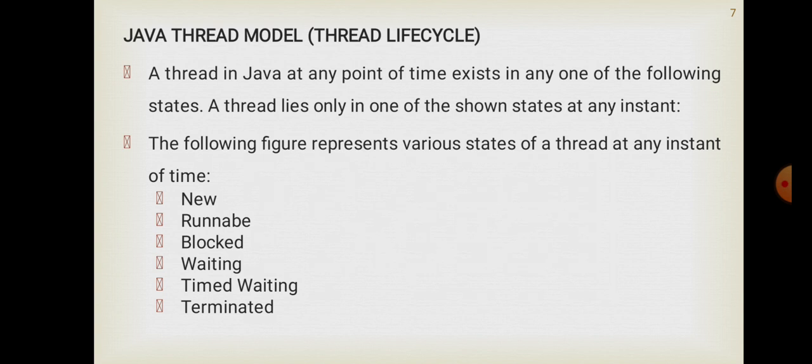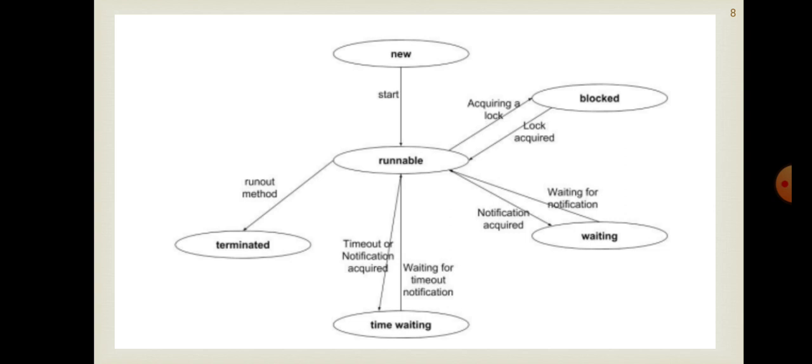Next we are going to discuss the Java thread models, that is, the thread life cycle. In this life cycle, we have several stages: the new state, runnable state, blocked state, waiting state, timed waiting state, and terminated state. So this is a diagram of the thread.